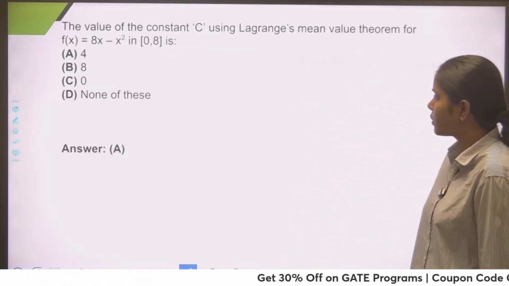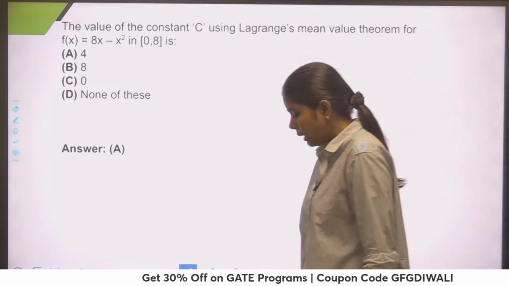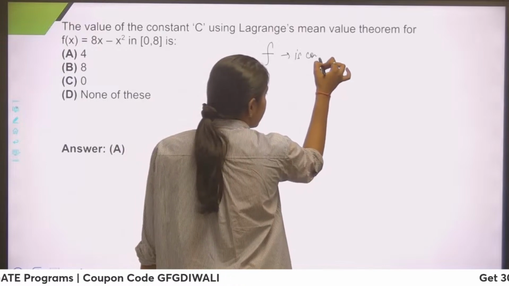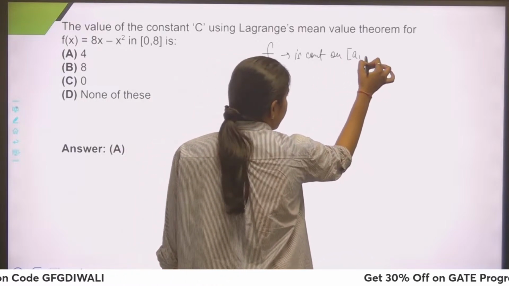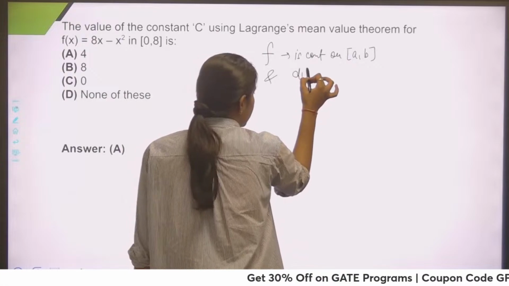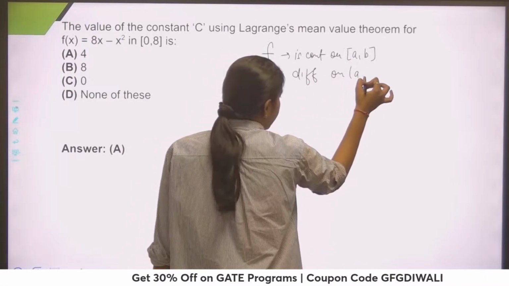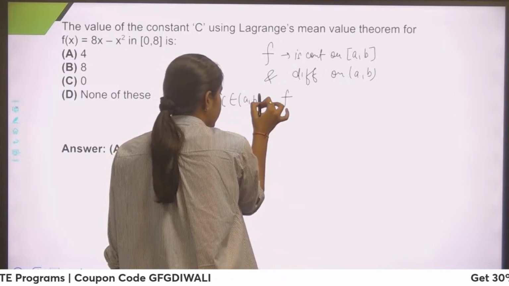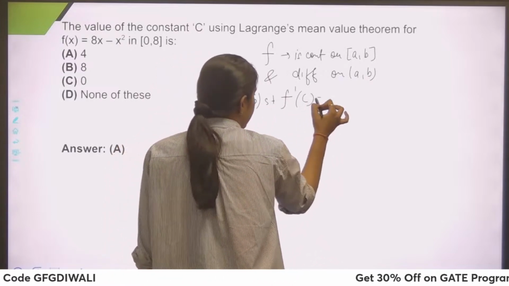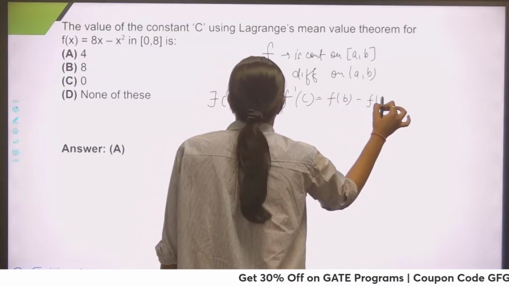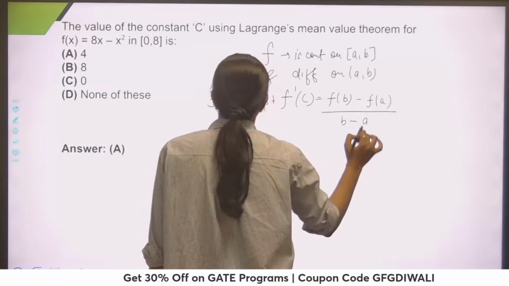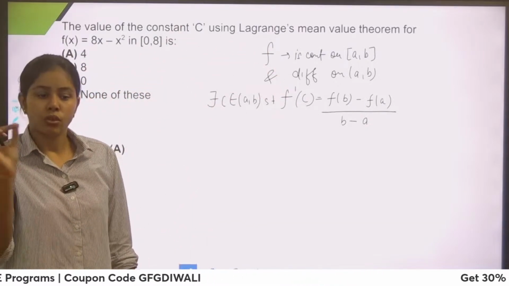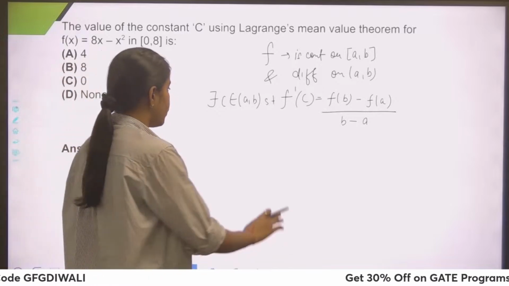So guys, there is one question on Lagrange mean value theorem. So I'm just telling you what is Lagrange mean value theorem. It says that if f is continuous on closed interval [a, b] and differentiable on open interval (a, b), then there exists c belonging to the open interval (a, b) such that f dash c is equal to f of b minus f of a upon b minus a. So now they are asking in this question for the value of a constant c using this Lagrange mean value theorem. So you have to find out this value c here, right? How do you find out f dash c?